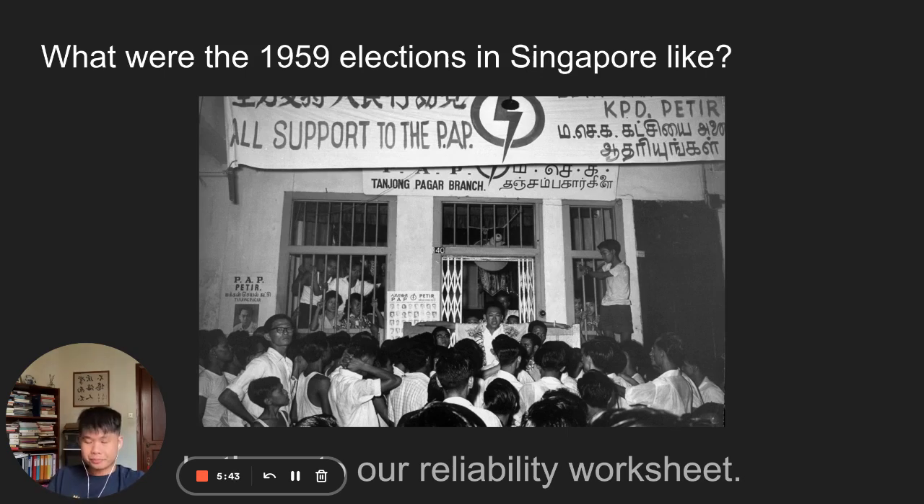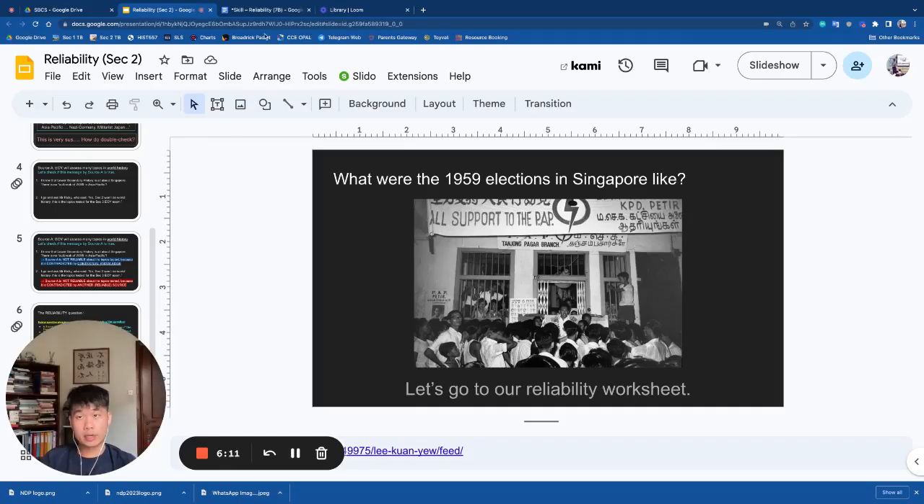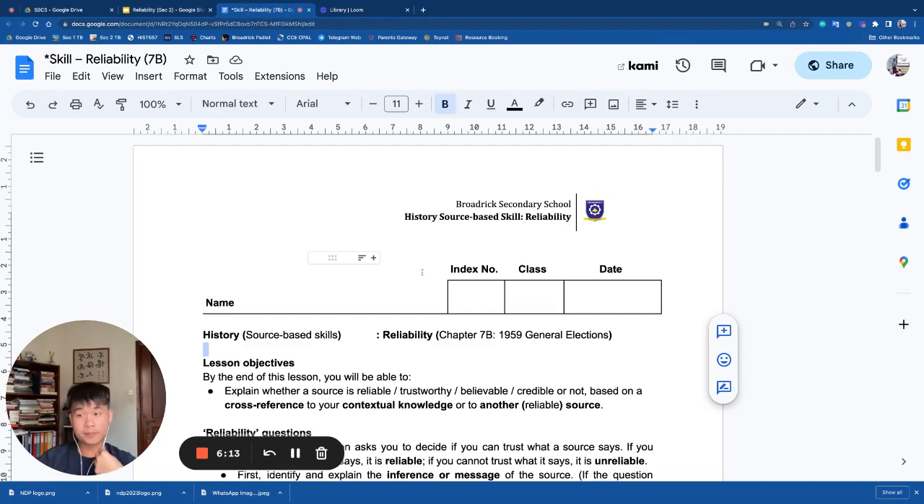And so we'll do a reliability practice focusing on the 1959 elections in Singapore in chapter 7b, which we have just closed for the secondary 2 students. You would have to draw on your own knowledge or on other sources in the set to test reliability. But fret not, for this practice, I will provide the knowledge. And if you need knowledge, you can also refer to your secondary 2 textbook. So let's proceed on to the worksheet.